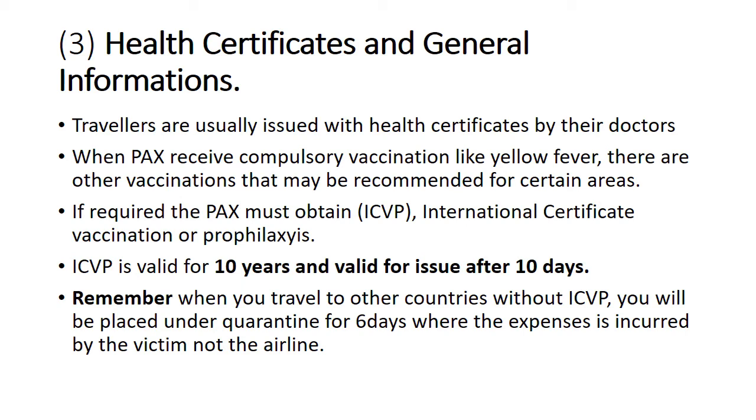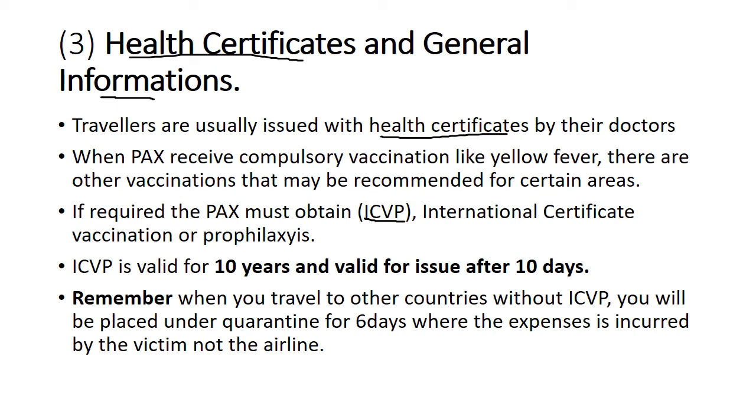Number 3, and the last documents that are required are the health certificates and general information. Travelers are usually issued with health certificates by their doctors. When a passenger receives compulsory vaccination like yellow fever, there are other vaccinations that may be recommended for certain areas. If required, the passenger must obtain an ICVP. That one is the International Certificate of Vaccination or Prophylaxis. ICVP is valid for 10 years and is usually issued after 10 days. Like when you apply today, you are going to receive it after 10 days.